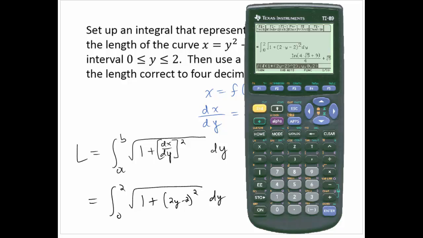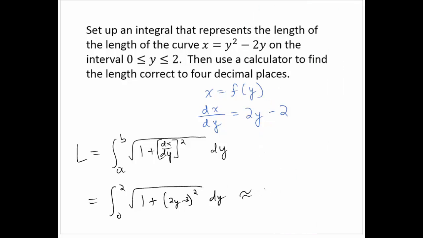And we'll evaluate that. And we get some crazy number. All right, so this would not have been a very fun integral to evaluate. And let's find an approximation. So I'll hit green enter. And we get an approximation. It's about 2.9579 to 4 decimal places.